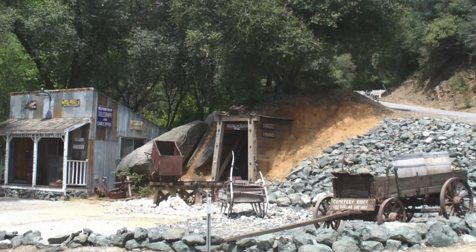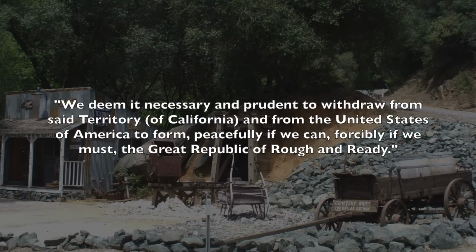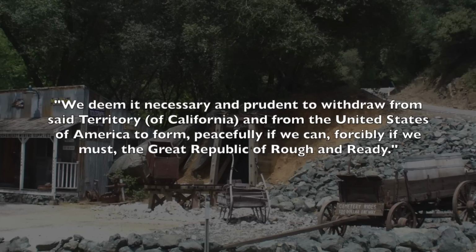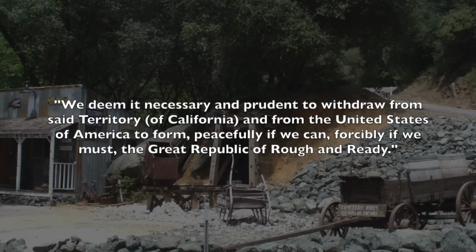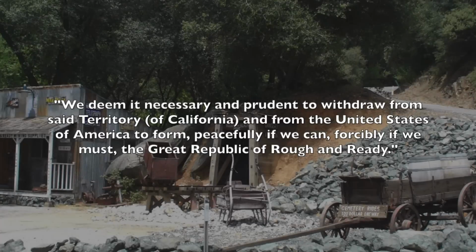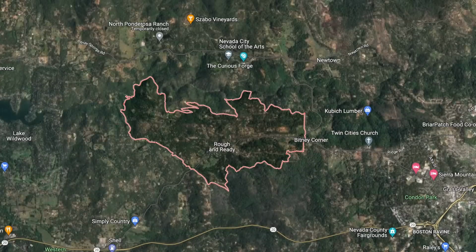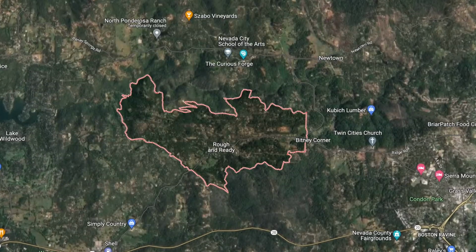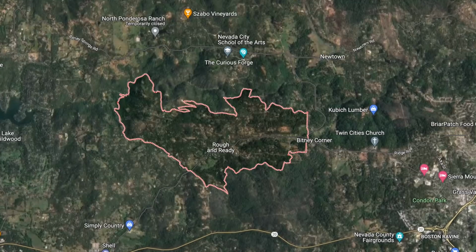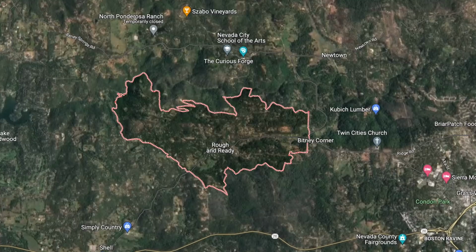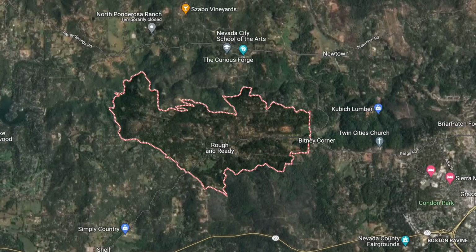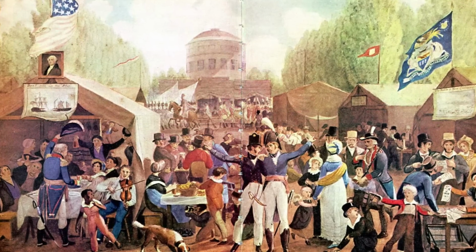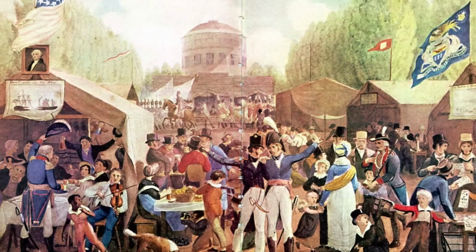Its elected president wrote in his manifesto, "We deem it necessary and prudent to withdraw from said territory and from the United States of America, to form, peacefully if we can, forcibly if we must, the Great Republic of Rough and Ready." But the self-declared nation voted to rejoin the Union less than 3 months later on the 4th of July. It's unclear why they had a quick change of heart, but the rumor is that neighboring saloons, still in the United States, refused to sell to foreigners, and this was enough to get Rough and Ready citizens to change their mind. Or maybe they just felt extra guilty on the 4th of July, the United States' Day of Independence.